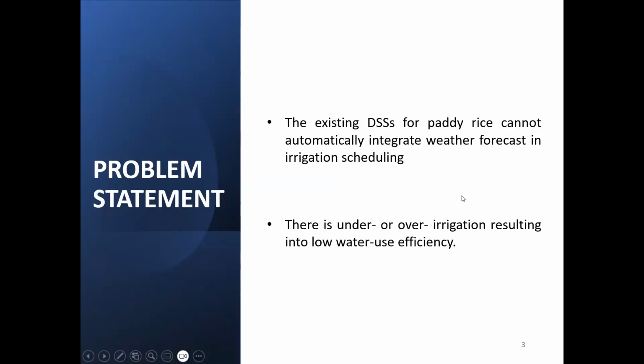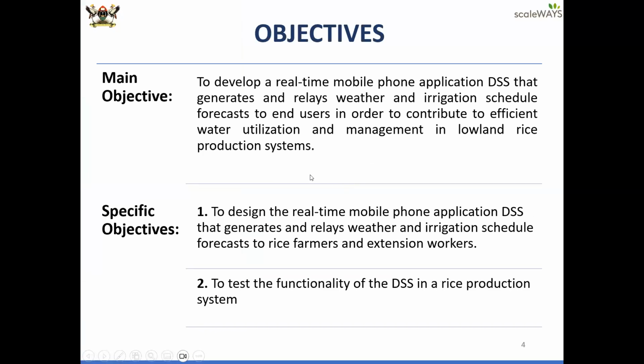Though we have a challenge, a problem, that the existing decision support systems for paddy rice cannot automatically integrate irrigation and weather forecast information and deliver it to farmers. And the farmers end up irrigating by emotion. So this means they do not know how much and when to irrigate. And this results in under or over irrigation, and of course, low water use efficiency.